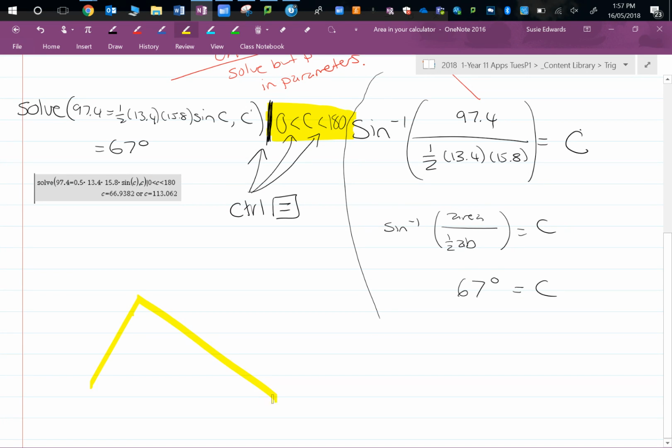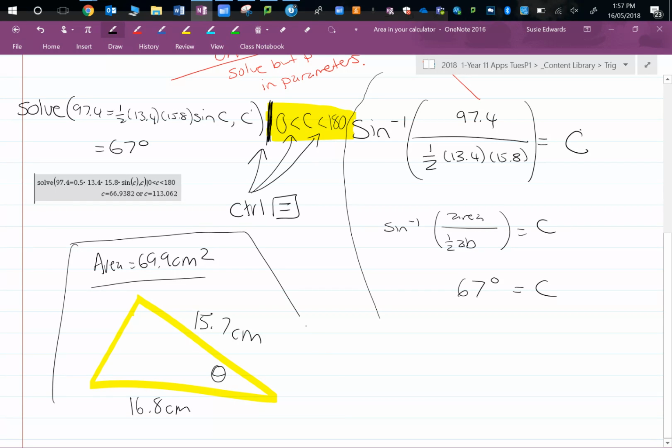So it is a triangle. You are trying to find this angle here. It's 15.7 centimetres. It is 16.8 centimetres. And the area is 69.9 centimetres squared. Could you try that question, please?